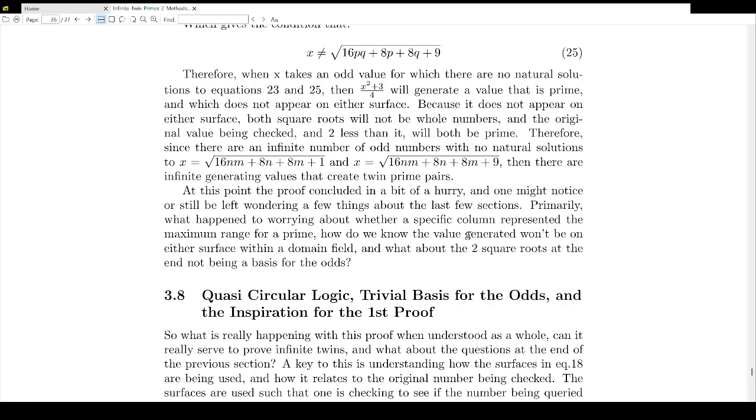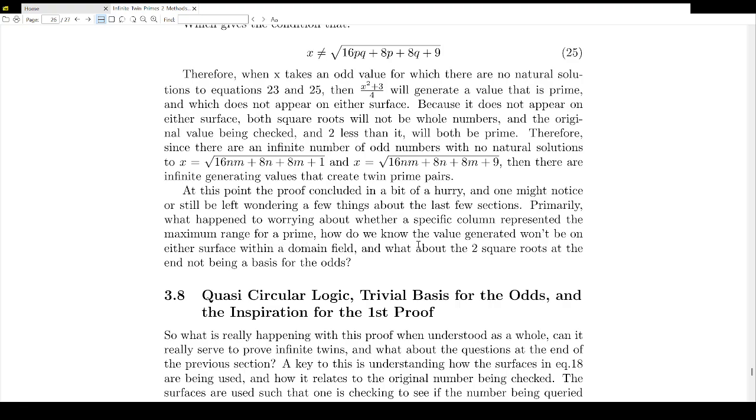What happened to worrying about whether a specific column represented the minimum range for a prime? I kind of stopped talking about that. And I said, well, why does that not matter anymore? And it doesn't. And when you go through and do all this logic, you can see why. But I wasn't very explicit about it in my original proof.